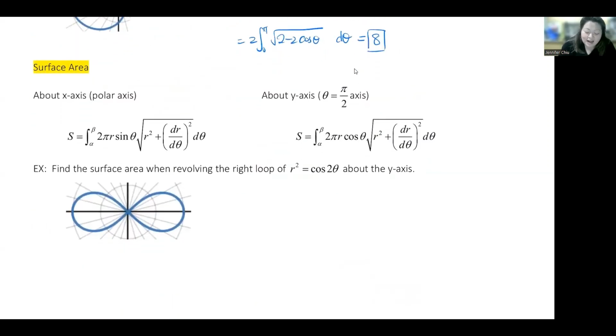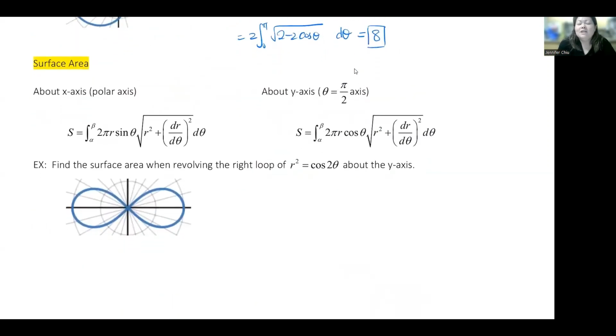All right. Last one is surface area. Just like in rectangular coordinates and in parametric, you get a slightly different formula depending on whether the rotation is about the x-axis or the y-axis. Here you have the rotation about the x-axis. It is very similar to rectangular coordinates because in rectangular coordinates, your formula was 2 pi y, and y is r sine theta. And then for the y-axis, your equation was 2 pi x, and your x is r cosine theta.